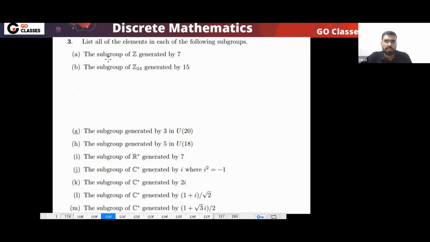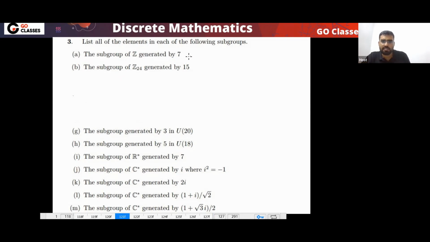Let's solve this question. The subgroup of Z generated by 7, what will that be? Operations are not given. Can you notice? So you also have to tell me the operation. What is the operation here? Operation is not given. So what is the operation?